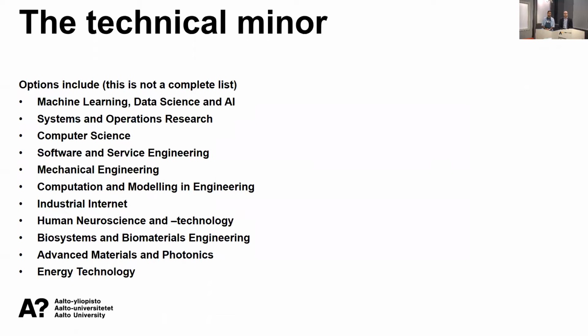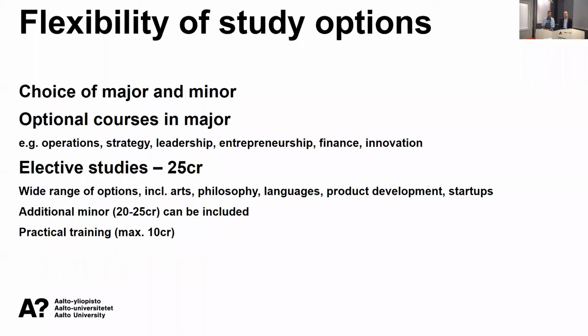So here's a list of different options for minors, and this is not a complete list, but there are a lot of options that you can choose from. One thing I really want to highlight here, and what also makes this program stand out, is the flexibility of the study options that you have. You can choose the major and the minor. You have within the major different options to choose from.